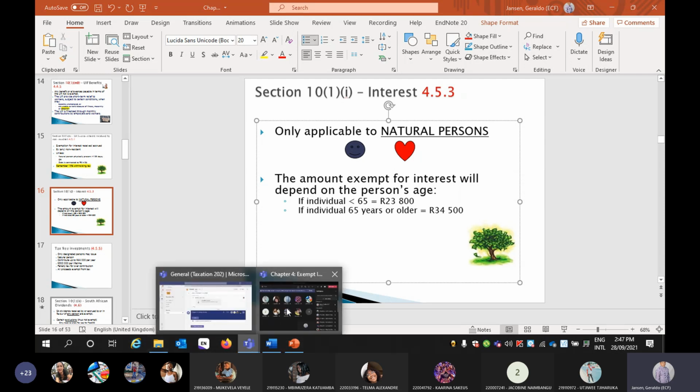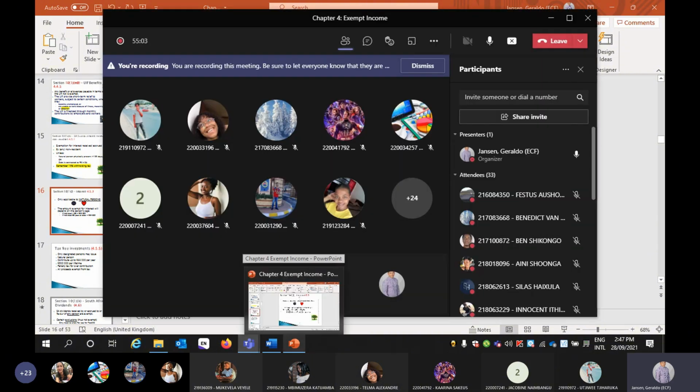That's the maximum amount. These are the maximum amounts that a natural person can be exempted. Guys, any questions relating to that? A lot of people make that mistake. Any questions? Do you understand what I just showed you there?